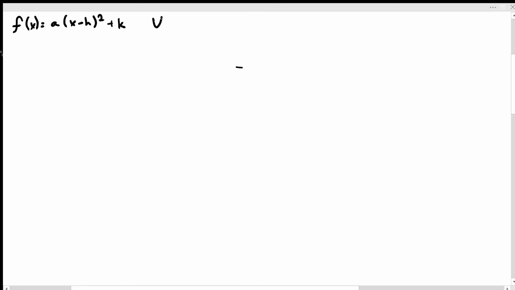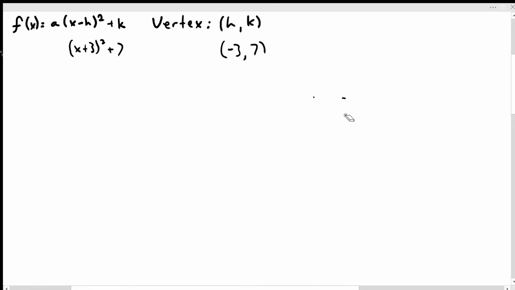So the vertex is going to end up being a point h comma k. And notice in our vertex form, this is x minus h squared. So if we're left with an x plus 3 squared, our x coordinate is actually going to be a negative 3. Whereas this k, we have plus k in our vertex form, so if we have a plus 7, this will be a positive 7.